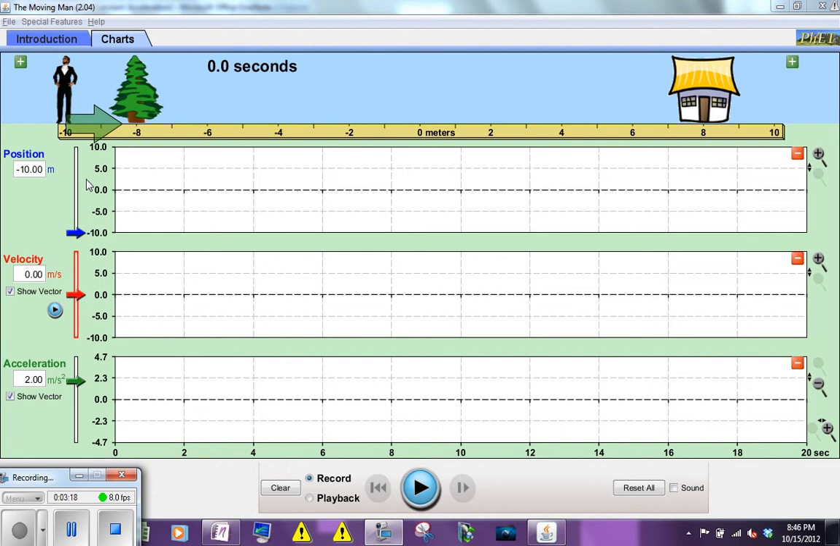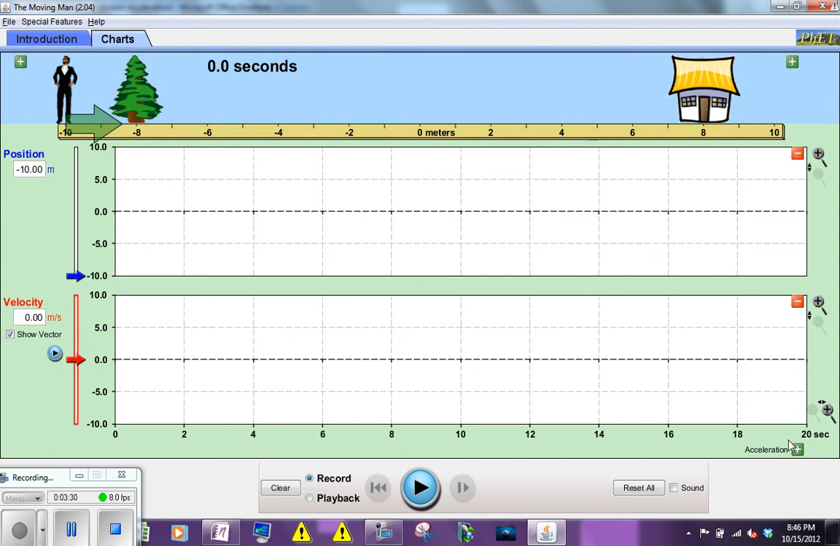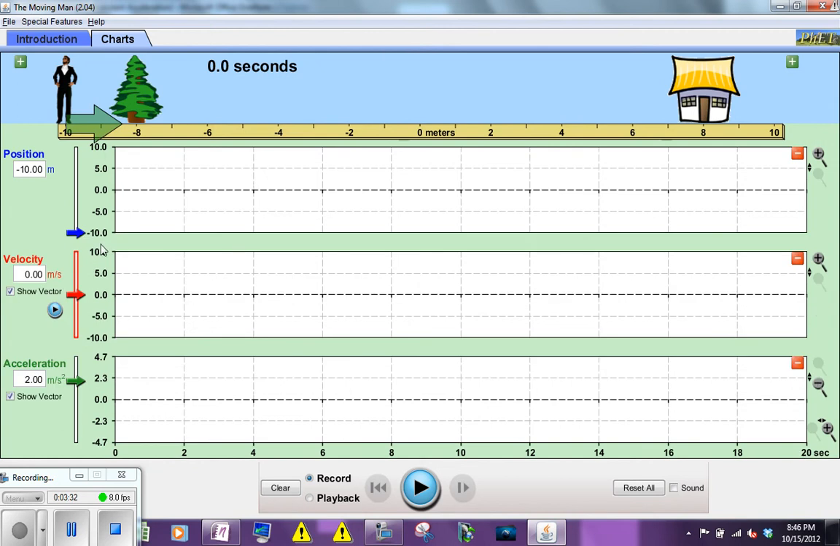Just like in the previous video, we're going to look at this Moving Man simulation. Again, if you Google PhET, P-H-E-T, Moving Man, you'll find this. Last time we hid the acceleration. Now I'm going to unhide it. We're going to start at -10 meters. We're going to start from rest, and we're now going to have an acceleration of 2 meters per second every second, or 2 meters per second squared.